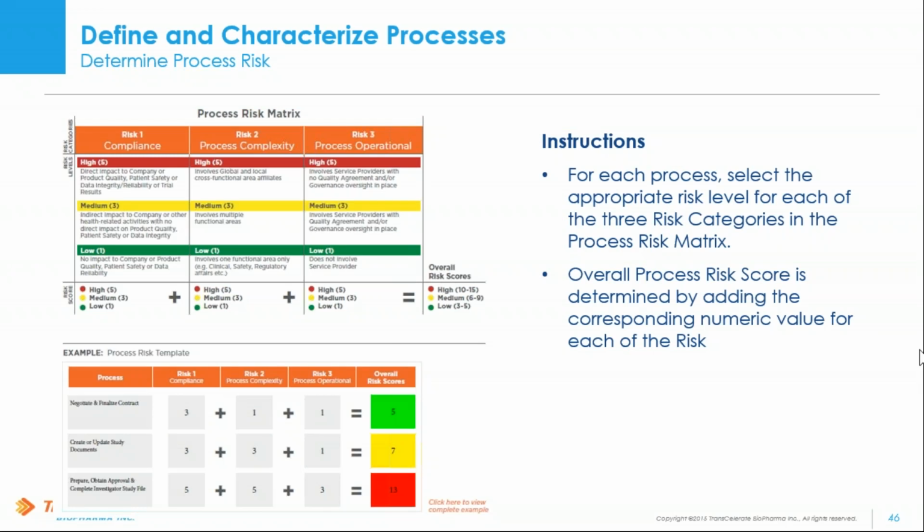Step 3 is determine process risk. In this step, risks for processes are determined by completing an assessment concerning business risk, process complexity risk, and process operational risk. These risks are important to assess since they support the protection of human subjects, data integrity, reliability of trial results, and meeting our quality objectives.